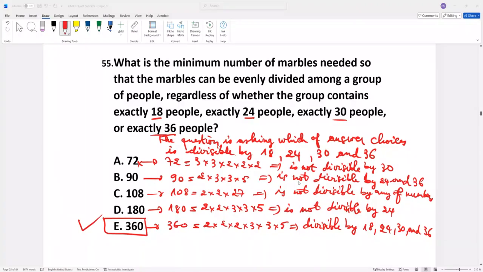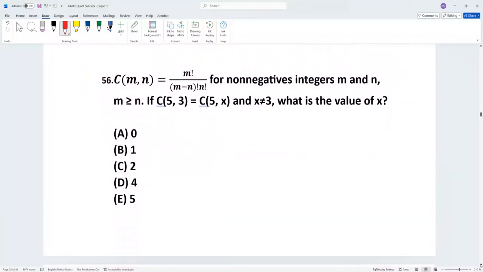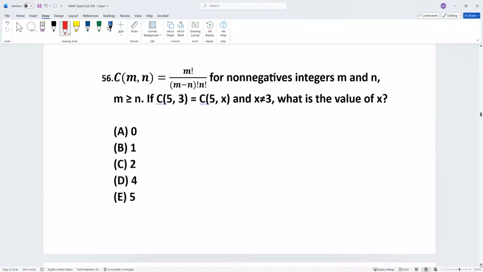Okay, so let's move on. Question number 56. In this question, we have this formula for non-negative integers m and n, m greater than or equal to n. If C(5,3) is equal to C(5,x), and x is different from 3, this is very important. What is the value of x? So x must not be equal to 3.